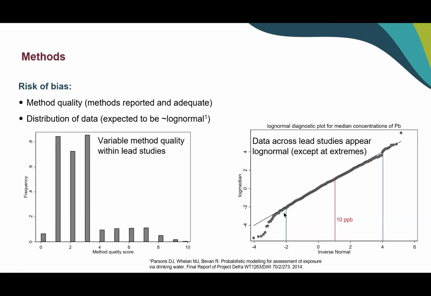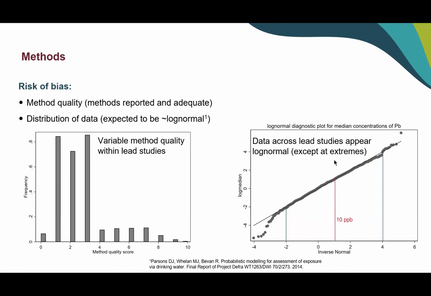And what we actually see when we look at data across all of the studies, when we look at the central tendency for each study across thousands of observations, we actually see that they fit quite well to a log normal distribution altogether around the concentrations of concern. So that WHO guideline value, 10 parts per billion, up to 3 orders of magnitude above and below, we actually have a very good fit to a log normal distribution.